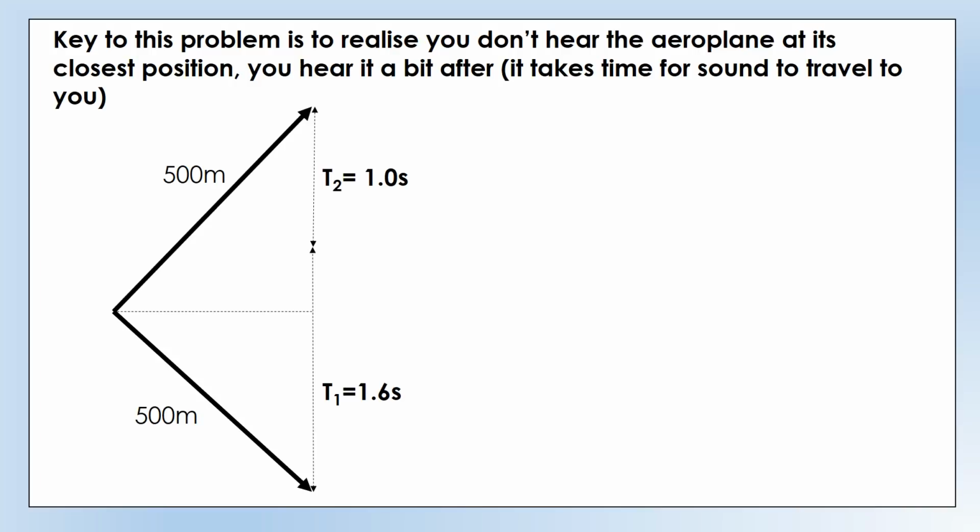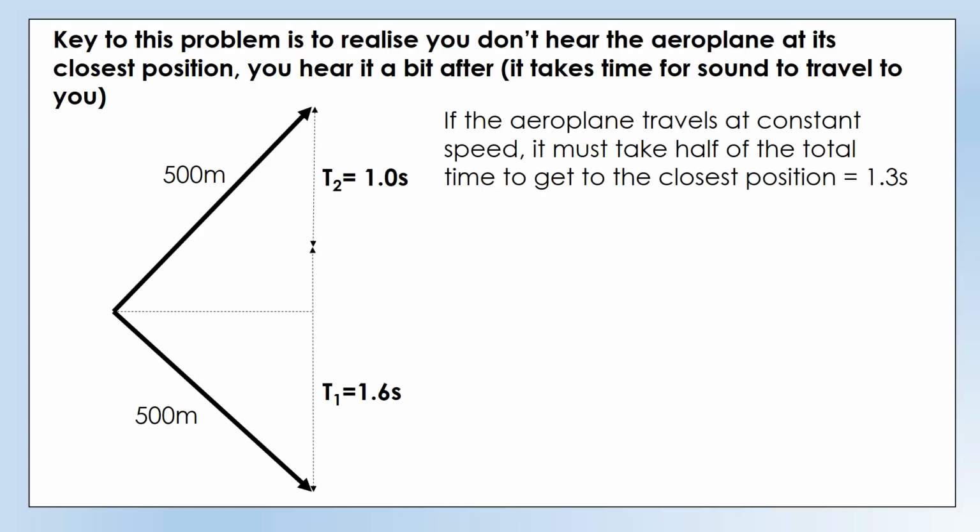So the thing to realize here is when the jet sounds the loudest, it will have gone past its closest point because it takes some time for the sound to travel from the jet at its closest point to us. So that's why we've got the 1.6 seconds, because it's gone slightly past the midpoint by the time you hear it. And then that's why we get the slightly different times.